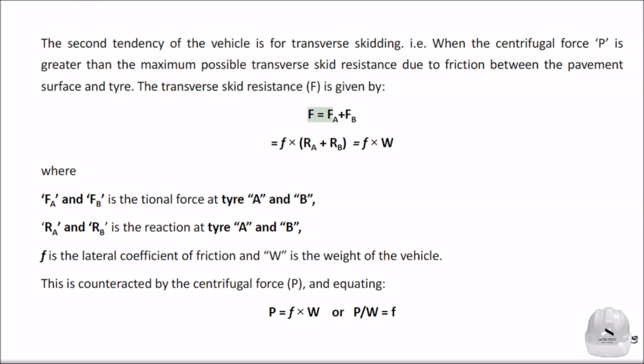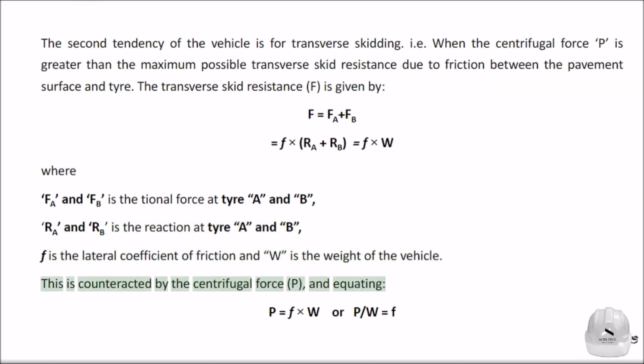F equals F_A plus F_B equals f times (R_A plus R_B) equals f times W, where F_A and F_B is the skid force at tire A and B, R_A and R_B is the reaction at tire A and B, f is the lateral coefficient of friction and W is the weight of the vehicle.